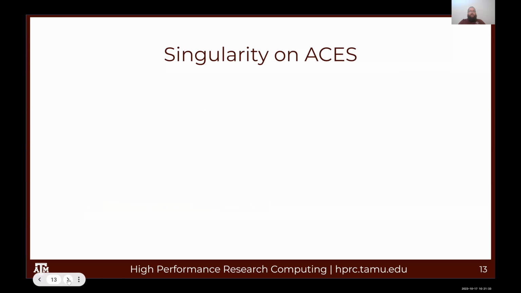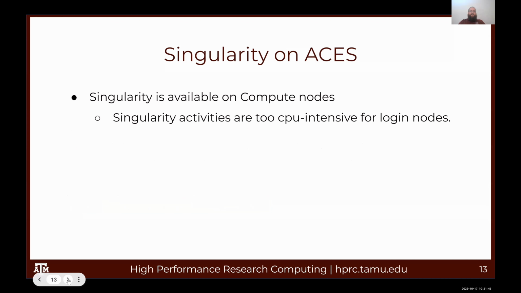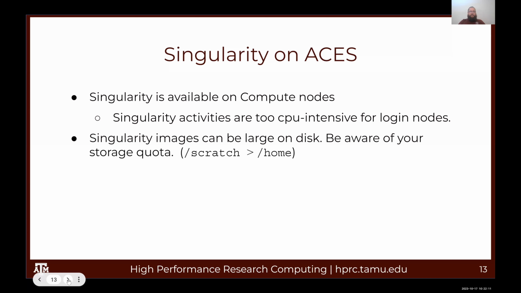Let's talk about using Singularity on the ACES cluster. So Singularity is available on compute nodes. That means it is not available on login nodes. And that is because Singularity activities are too resource intense for login nodes. If you are doing Singularity activities, almost certainly you're going to be using a significant chunk of CPUs and memory. And if we're all doing that on the login node at the same time, we're going to bring the login node down. So we need to be on compute nodes where we can each be allocated a slice of resources, so we're not fighting for those resources. Next, Singularity images can be large on disk.